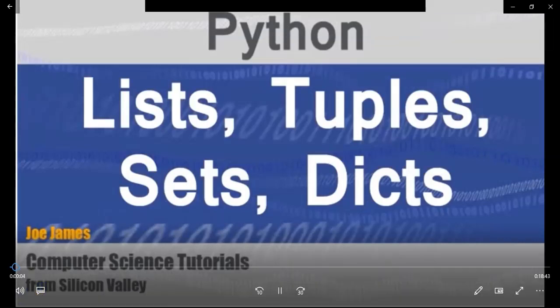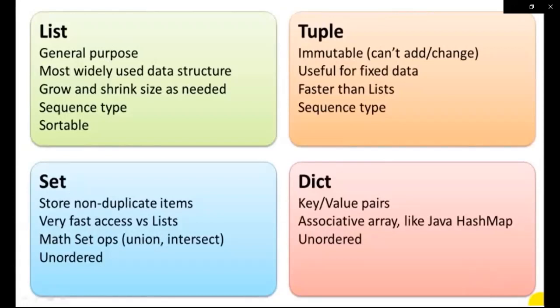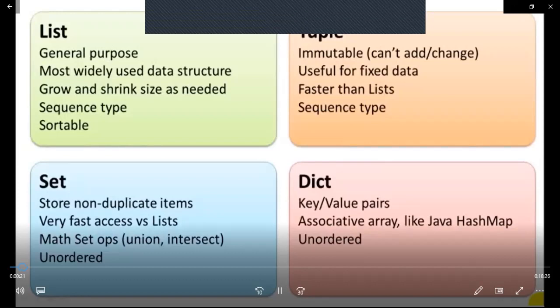Hi, I'm Joe. Today I'm going to cover Python lists, tuples, sets, and dictionaries. Now the list is the most widely used data structure in Python. It's very general purpose, similar to an array in Java, and it covers most of what you would need. But tuples, sets, and dictionaries have some advantages in specific areas and are very, very useful data structures.